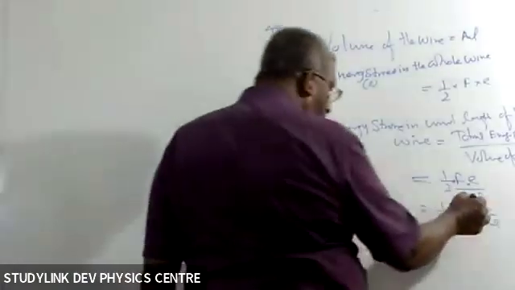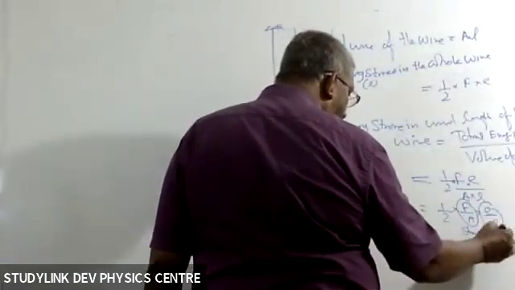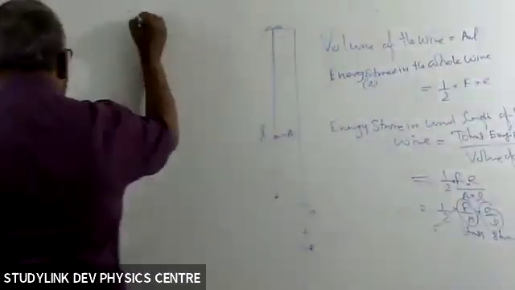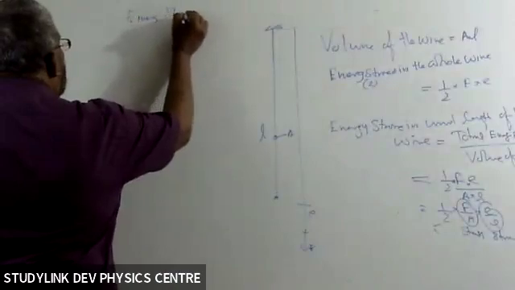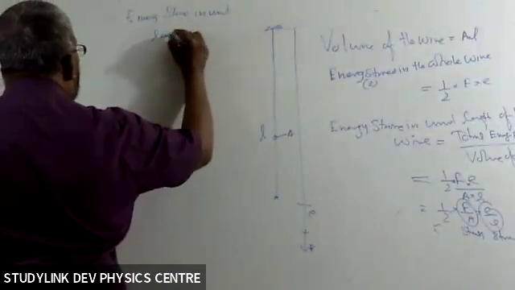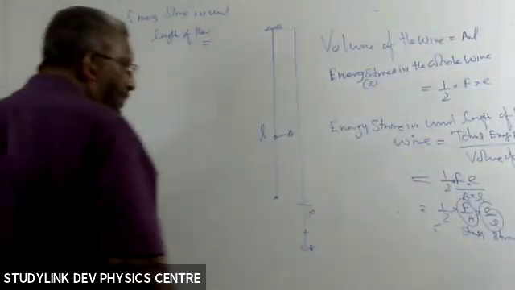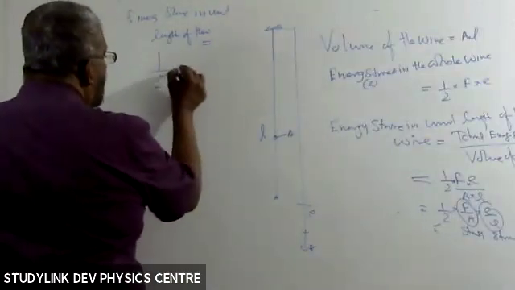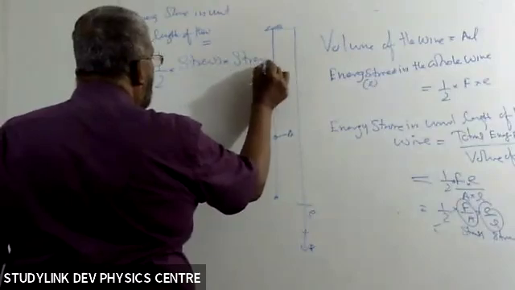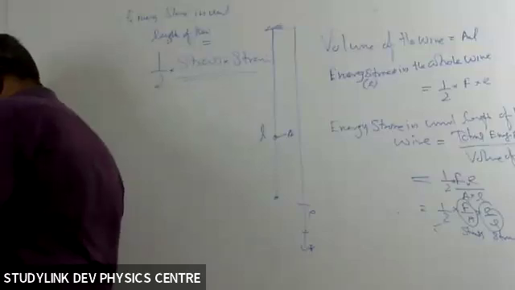So F over A is the stress, or tensile stress. E over L is the strain. Therefore, the energy stored in unit length of the wire is equal to half stress into strain. That is for unit length. Note it down.